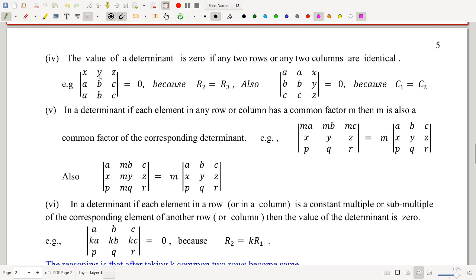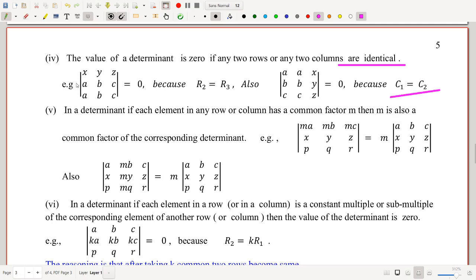Roman 4 property: the value of a determinant is 0 if any two rows or any two columns are identical. Nice property. If two rows become the same or two columns become the same, the value of the determinant will be 0. Very obvious, you can see from here. Here I have taken the second row and third row the same, and the value is 0, R2 equal to R3. Here I have taken the first column and second column the same, value 0, meaning C1 equal to C2.